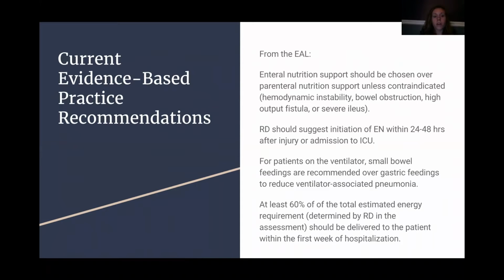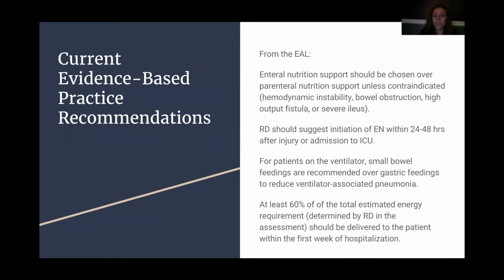And here are the current evidence-based practice recommendations for nutrition, and I got these from the EAL. Enteral nutrition support should be chosen over parenteral nutrition support unless contraindicated. And it could be contraindicated because of hemodynamic instability, bowel obstruction, high output fistula, or severe ileus. So anything that would keep us from using the gut.